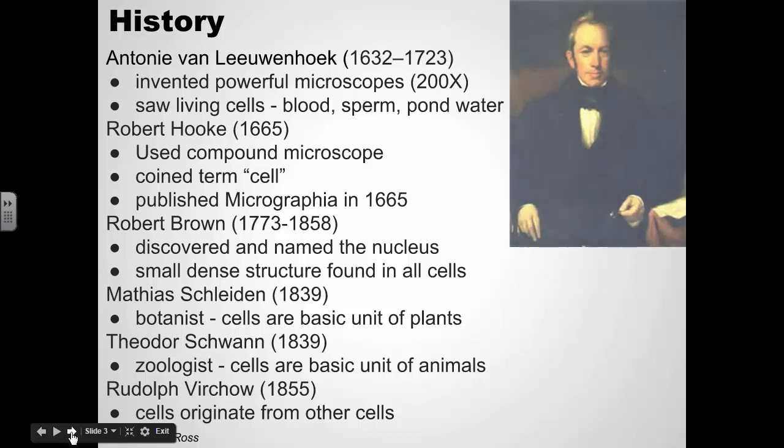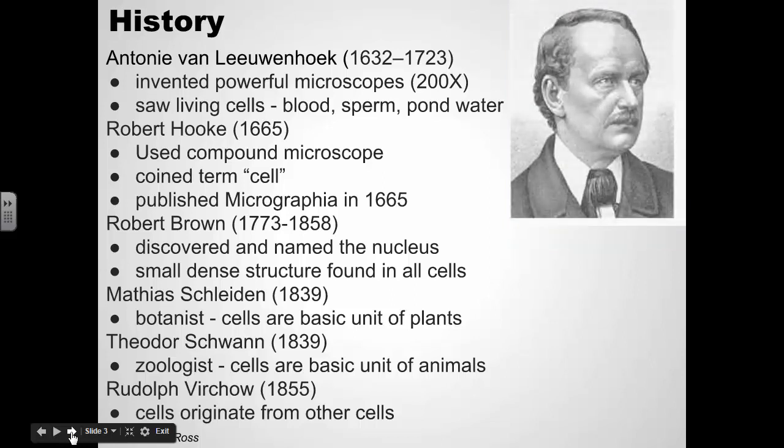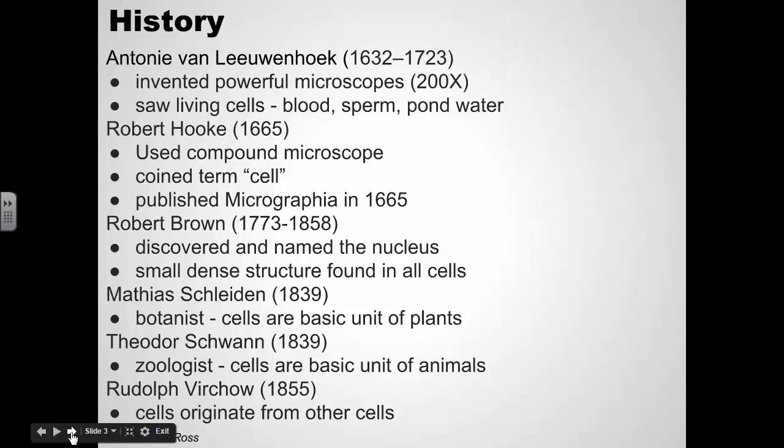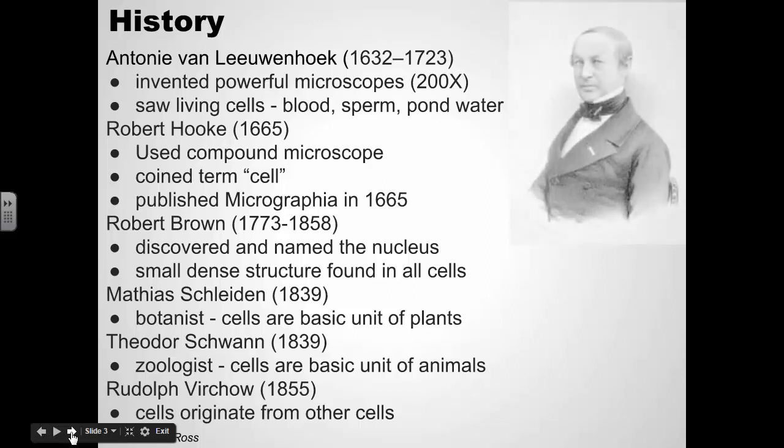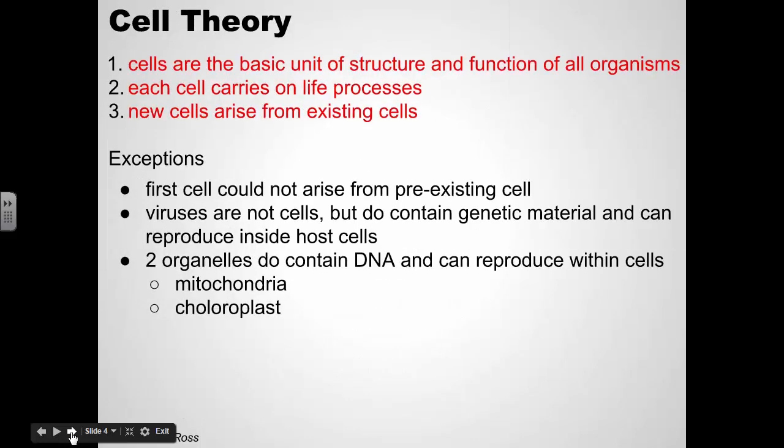And then eventually, so we have Schleiden, Schwann, and then Virchow. And Virchow was the person that solidified the idea that cells only come from other cells. There were other ideas at the time, but he looked at cells and cells dividing and came up with this idea. And so those are the beginnings of what we call cell theory. Okay?